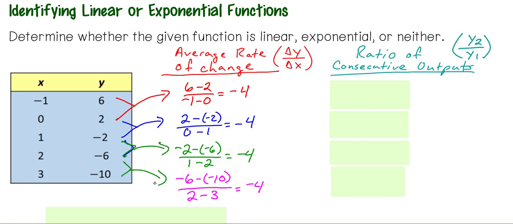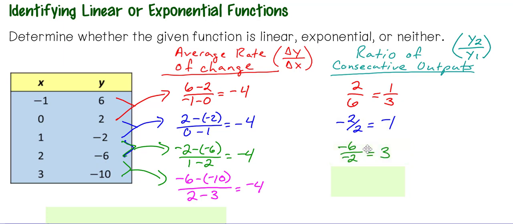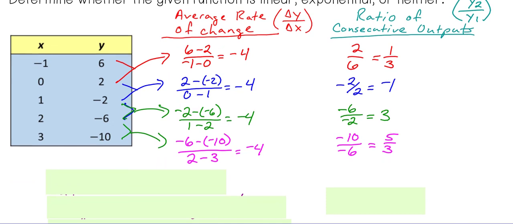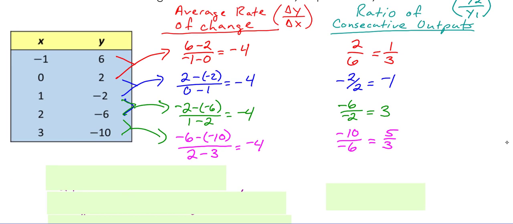Now, when it comes to the consecutive ratios, we would take, for example, 2 divided by 6 is 1/3. Negative 2 divided by 2 is negative 1. And then those would be our next values. So we want to look at this and we want to analyze it.